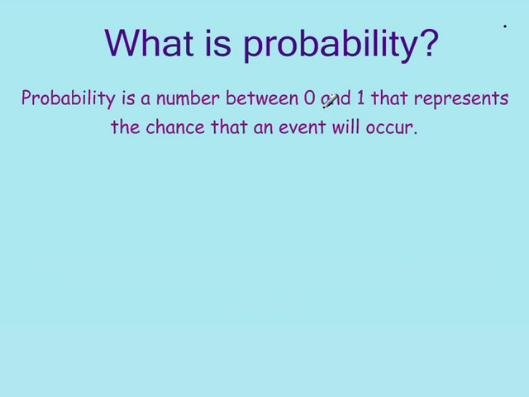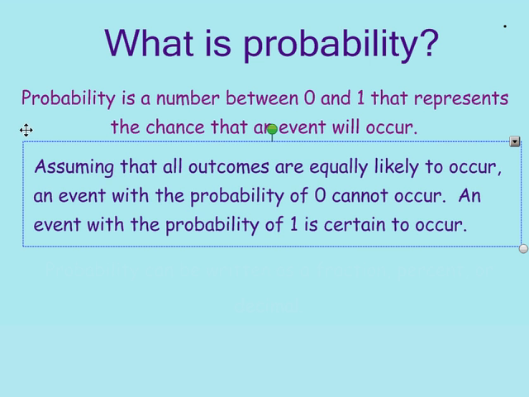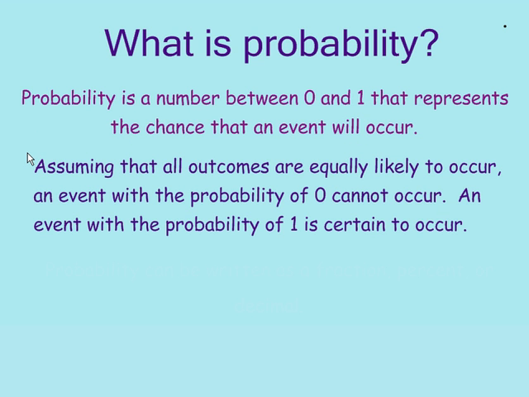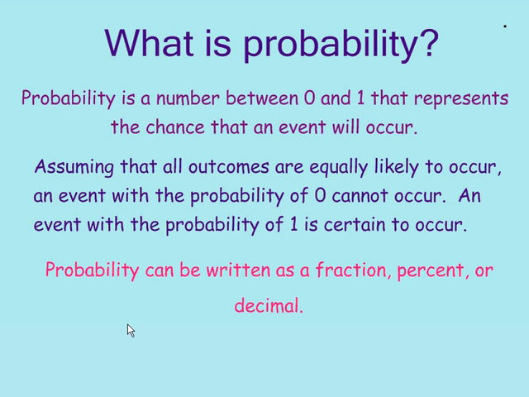Now it is a number between 0 and 1, which can be kind of confusing because we usually think about this as percents. Assuming that all outcomes are equally likely to occur, an event with probability of 0 cannot occur. So if there's a 0% chance of something happening, it'll never happen. An event with a probability of 1 is certain to occur. This is because probability can be written as a fraction, percent, or decimal.